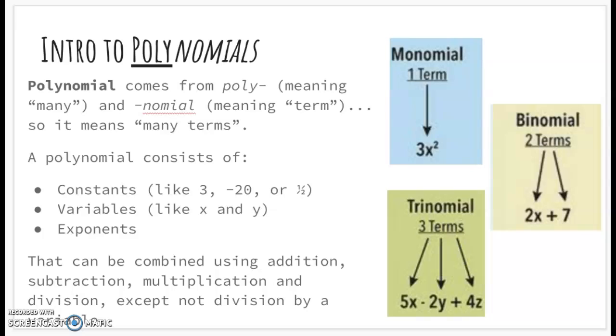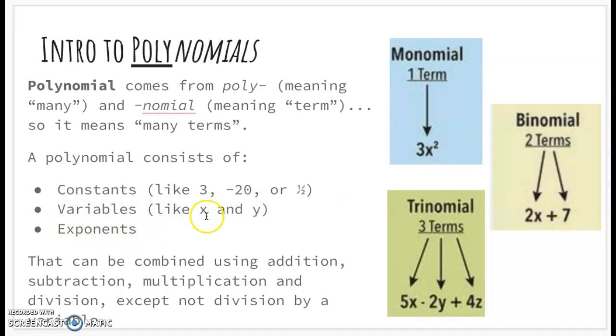All right, so our introduction to polynomials. Polynomial comes from the first part, poly, meaning many, and the second part, nomial, meaning term. So it literally means many terms. A polynomial consists of constants, variables, and exponents. The constant would be just a single number, right? So for example, in this binomial, the constant term would be the 7, okay?